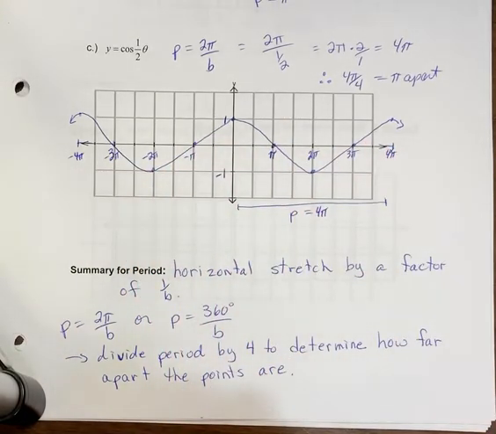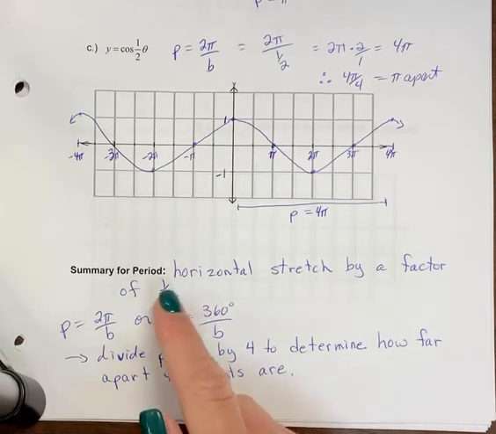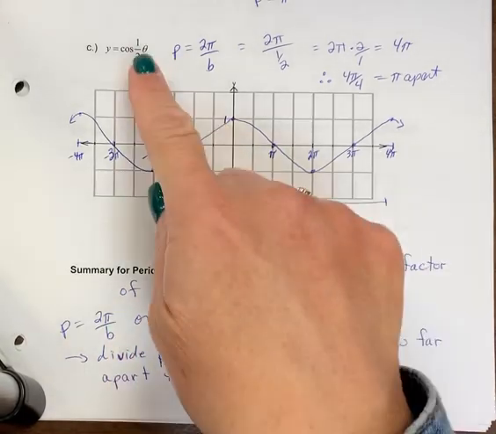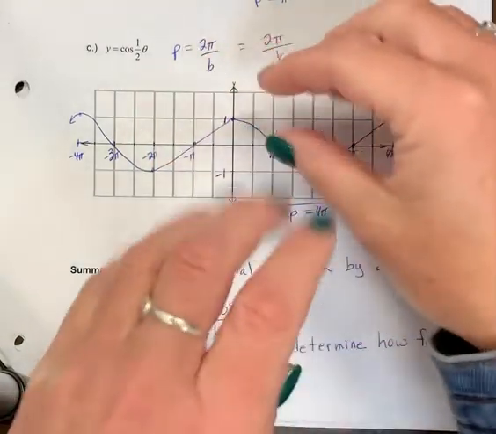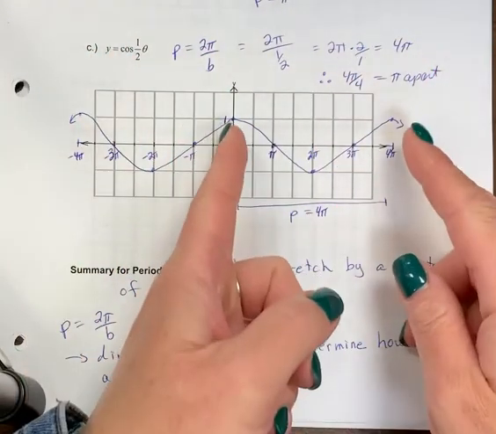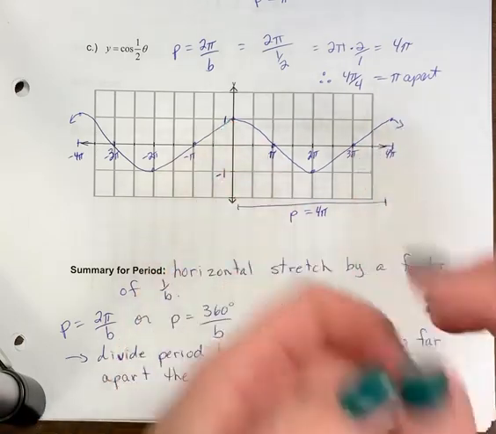Little summary for us here. The period is a horizontal stretch by a factor of 1 over b still. So transformations is still true. So this would still be a horizontal stretch by a factor of 2. And that's why it was pulled out this way. The distance of one repeating pattern happened between 0 and 4 pi as opposed to 0 and 2 pi.